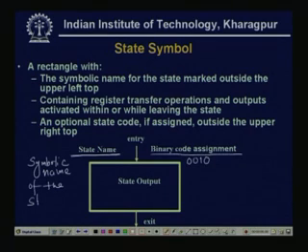The convention is, normally this name is written on the left top. Now, it contains register transfer operations and outputs activated within or while leaving the state, and that is the exit point. An optional state code, if assigned, is outside the upper right top. This is a binary coded assignment. It is a logical name, and when it is assigned a binary code, just like in our state diagram, it is given the binary coded assignment. So, this is our state symbol.